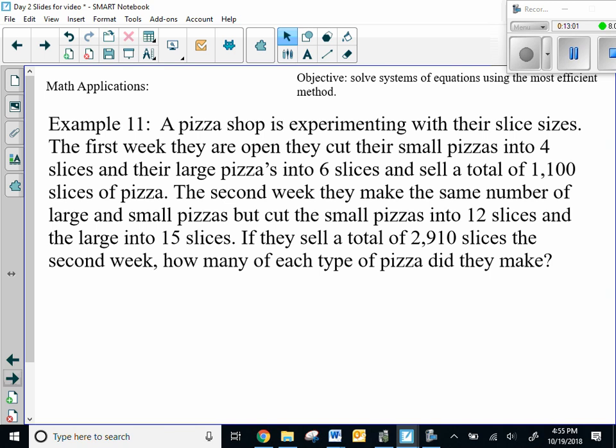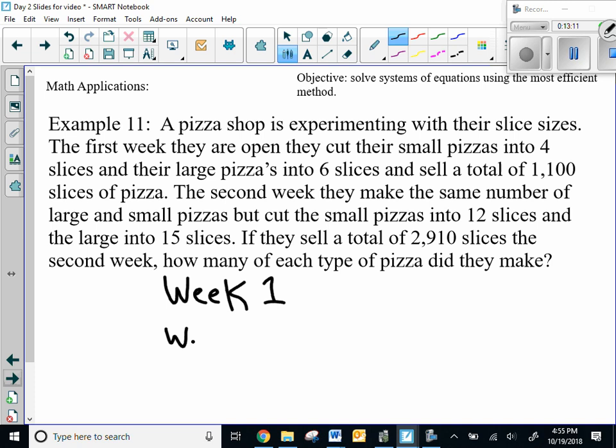All right, so first we've got to figure out what are the 2 situations here. In this case, our 2 situations are the 2 different weeks. We've got week 1 and we've got week 2. So we're going to have to write an equation for each of these. I want you to take a minute, try to write those equations. So pause the video here and then write those equations.